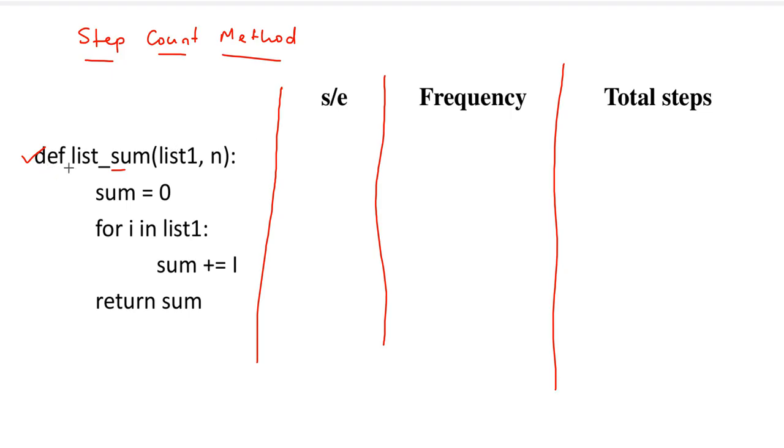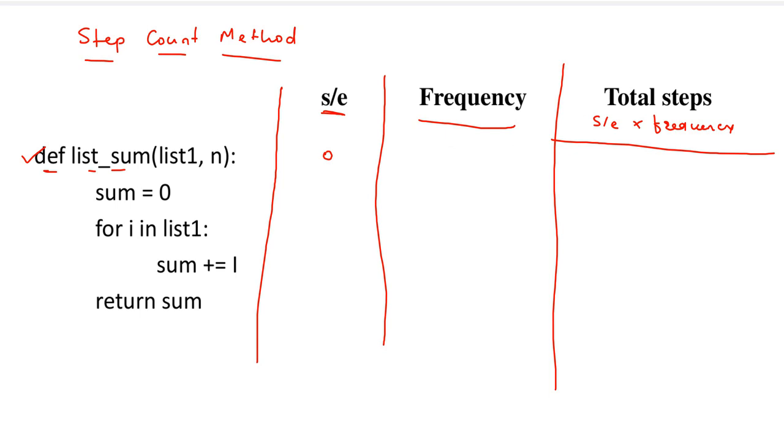So this is a definition of a function which is a callback to the function. The execution of this line may not happen. So this is steps per execution. This is frequency, like how many times this will execute, and total number of steps is steps per execution multiplied by our frequency. Okay, so we will be calculating these values.